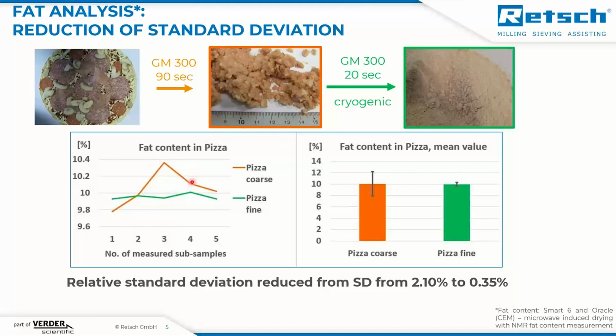And if we now calculate the mean value and also the relative standard deviation of the coarse and the fine pizza, we see that the standard deviation is much higher in the coarse pizza. So we can reduce the relative standard deviation in that case from more than 2% to less than 0.4%.